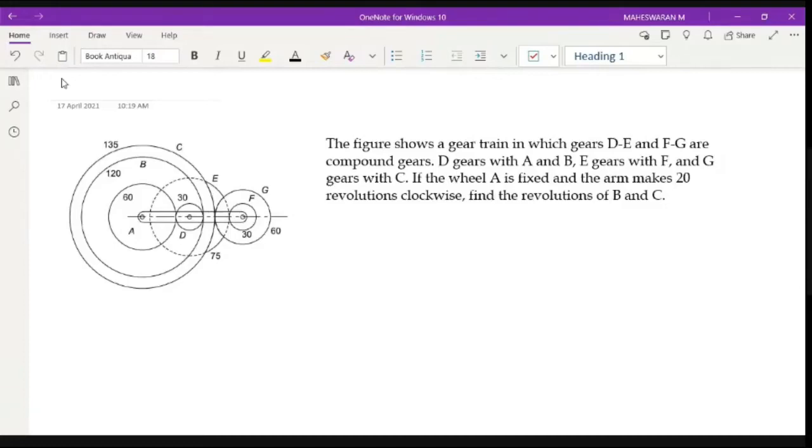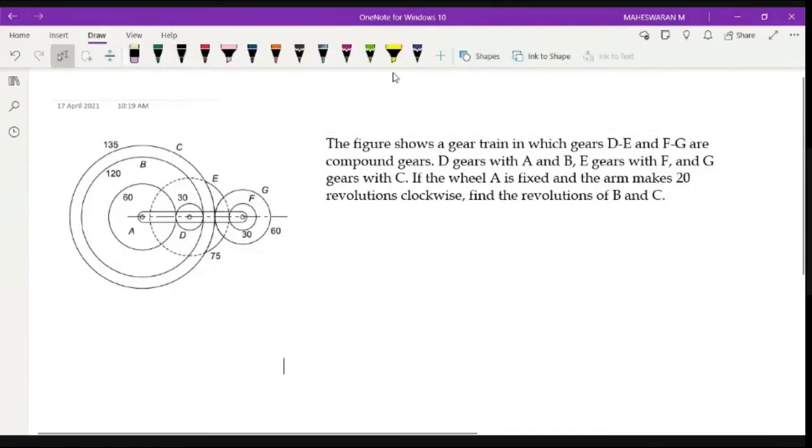Let me consider this problem. So the problem says that you have a set of gears, right? In which mainly they say that these two gears, gear DE and gear FG, are compound gears, right? So only these two gears are compound gears, even though you can see that these three gears A, B, and C are all on the same axis. They are not compound gears. So they mentioned in the question that only these two are compound gears.